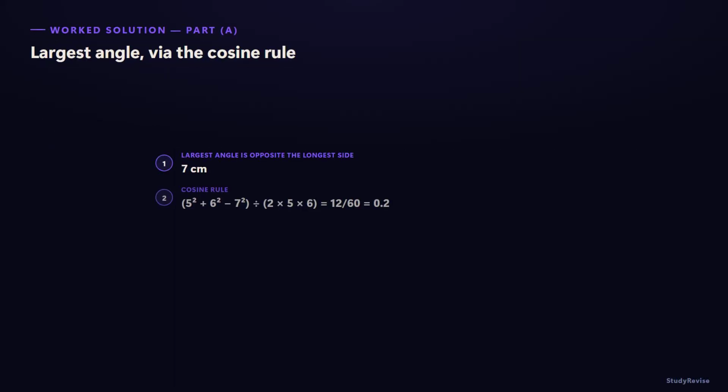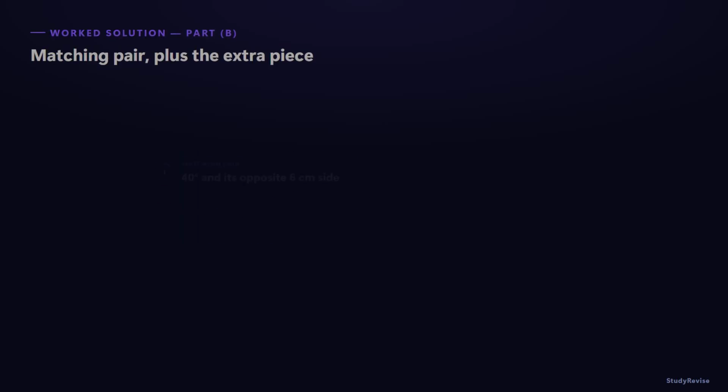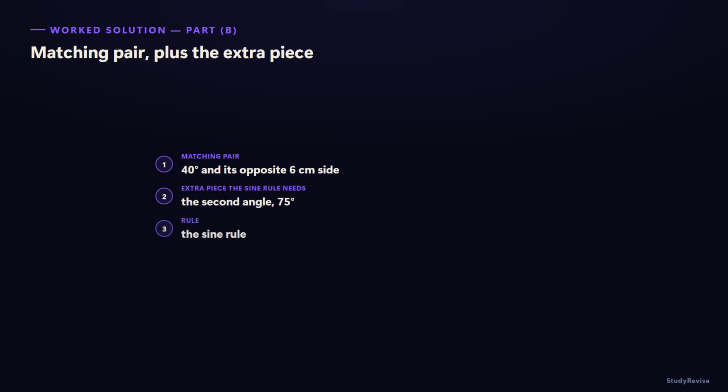Part A. The largest angle is opposite the longest side, 7 centimeters. Using the cosine rule, 5 squared plus 6 squared minus 7 squared, all divided by 2 times 5 times 6. That's 12 over 60, which is 0.2. The angle is the inverse cosine of 0.2, approximately 78.5 degrees. Part B. The sine rule, the 40-degree angle and its opposite 6 centimeter side form a matching pair, and the second angle, 75 degrees, is exactly the extra piece the sine rule needs.